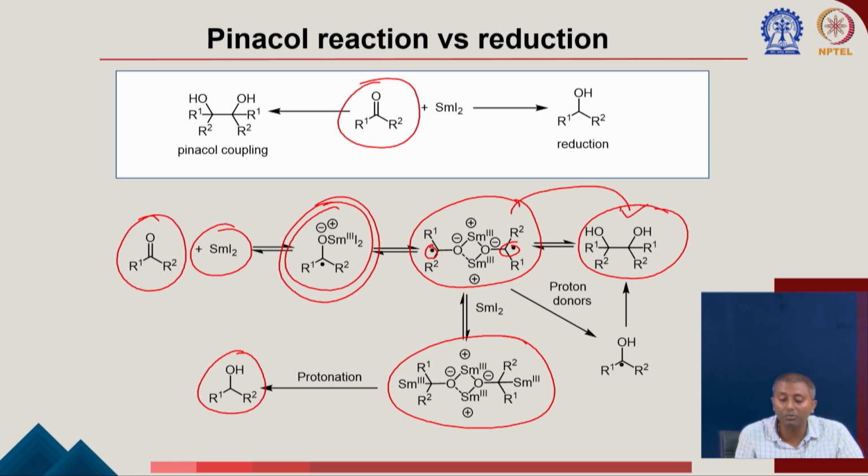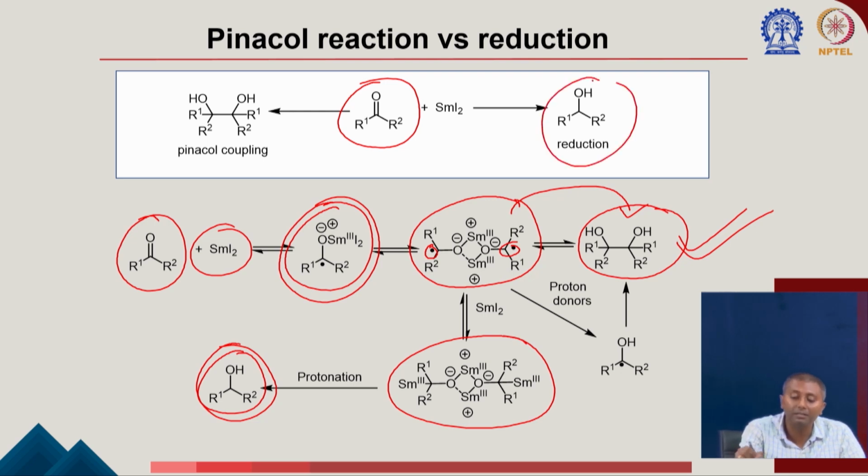So for the pinacol, what is going to happen? These two radicals can go for a radical recombination. If radical recombination happens, it can form the pinacol. But if it takes another samarium iodide and goes for a protonation, then it forms the corresponding alcohol. So there are two possibilities. It can go for a reduction or it can go for a pinacol coupling.